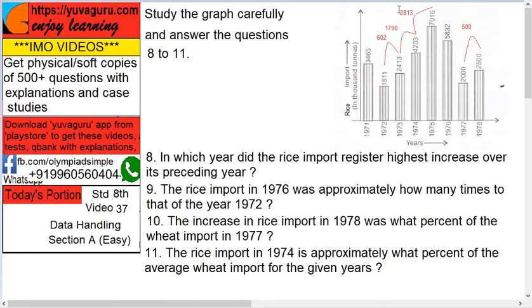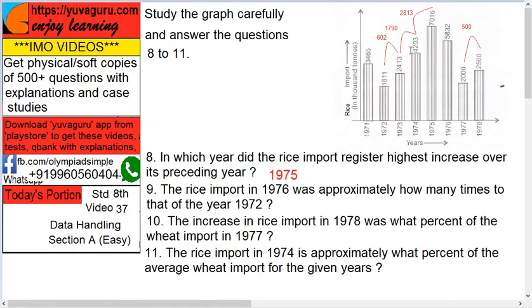74 to 75, 2813 is the difference, and 77 to 78, 500 is the difference. So highest is, say, 2813. So the answer is 1975. Here we want the increase, where the rice import has increased that year. So 1975 will be the answer, not 1974. This was the base year, this is the final year, for the highest increase.